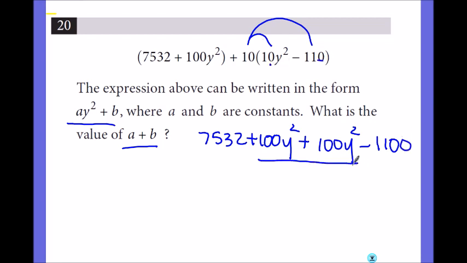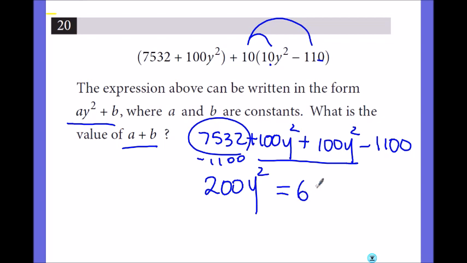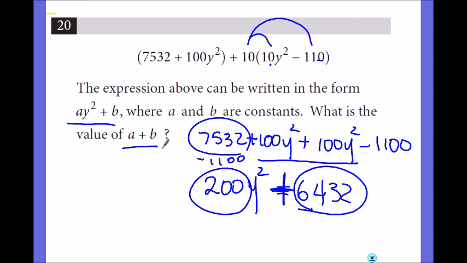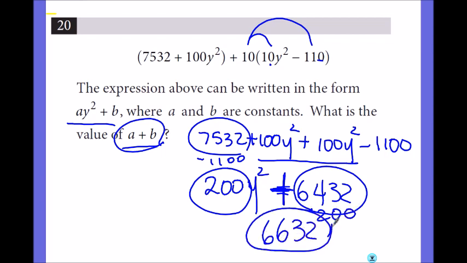So combining like terms, these two give 200 y squared, and you're now subtracting 1100, which gives you 6432, still positive. So A must be 200 and B is 6432. The question is, what is the sum of those two numbers? So you add 200 and get 6632. Good.